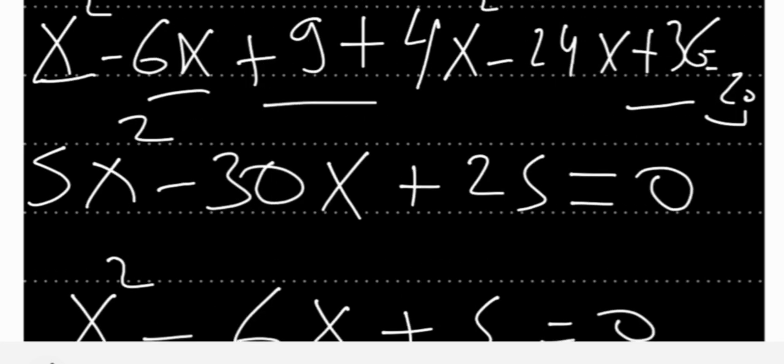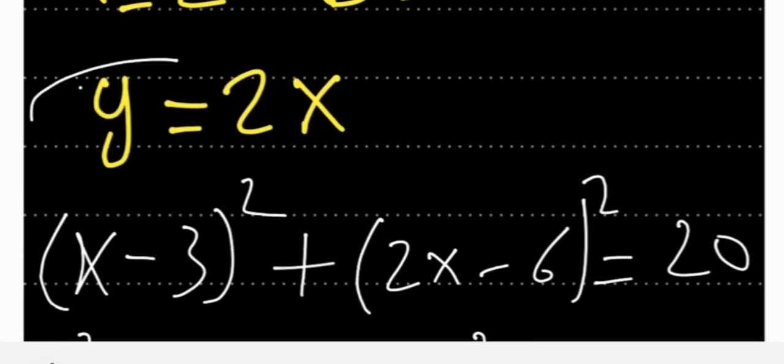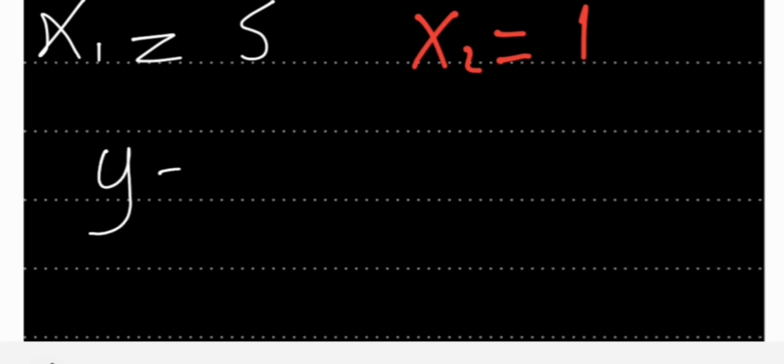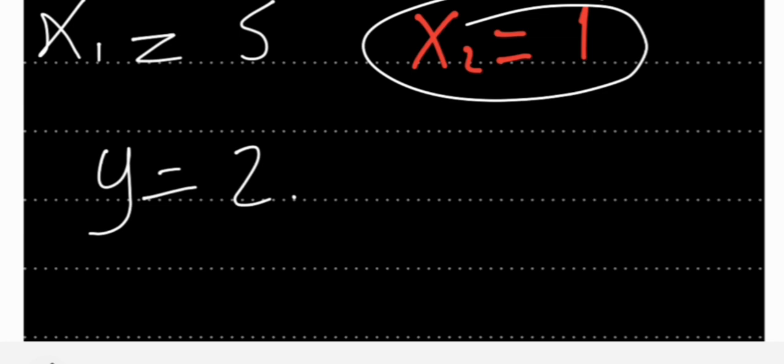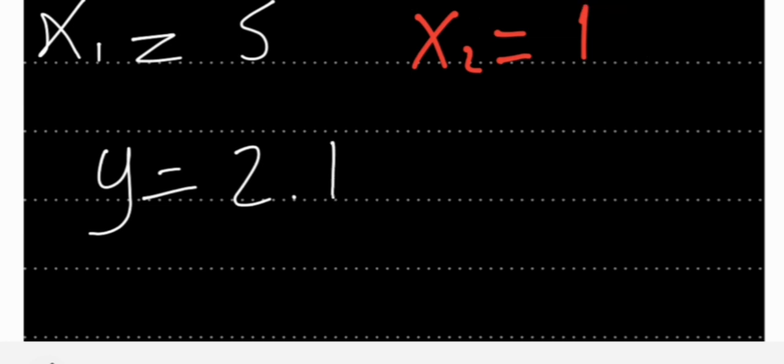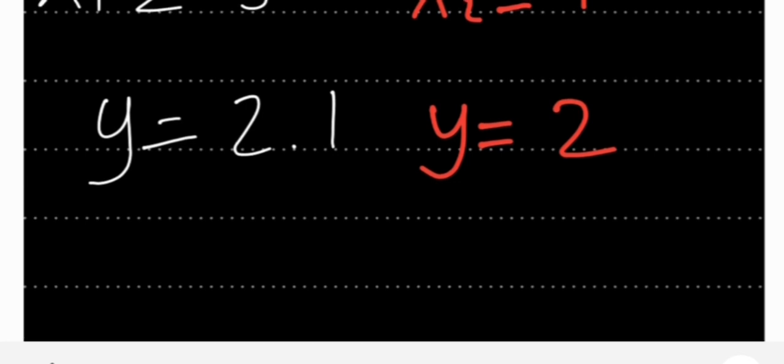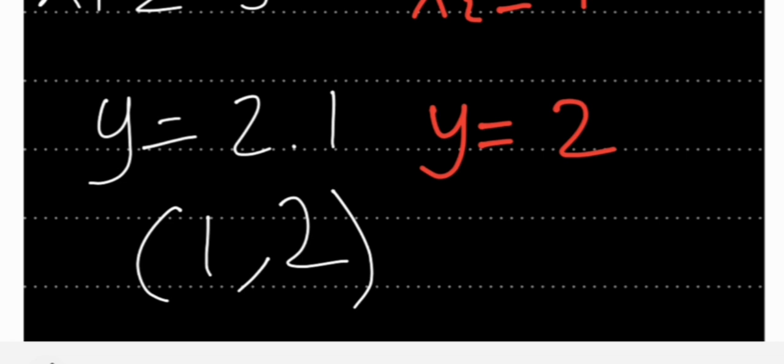Now look, y is equal to 2x, right? So let's use it. So y is equal to 2 multiplied by x, but what x? This x is equal to 1. So our y is equal to 2. And this is our point. So 1 and 2. So now I'm going to make another video solving it with calculus, okay?